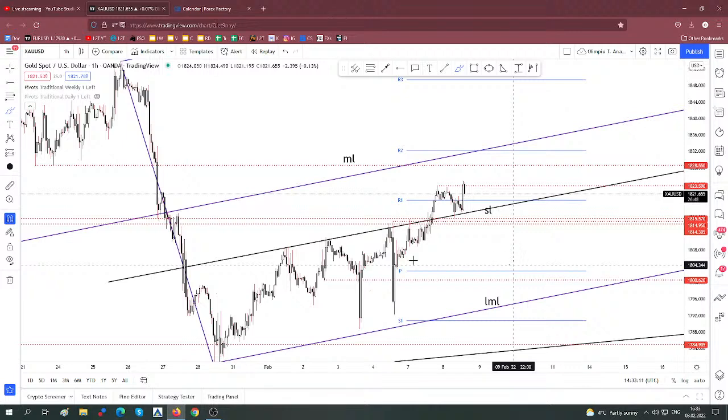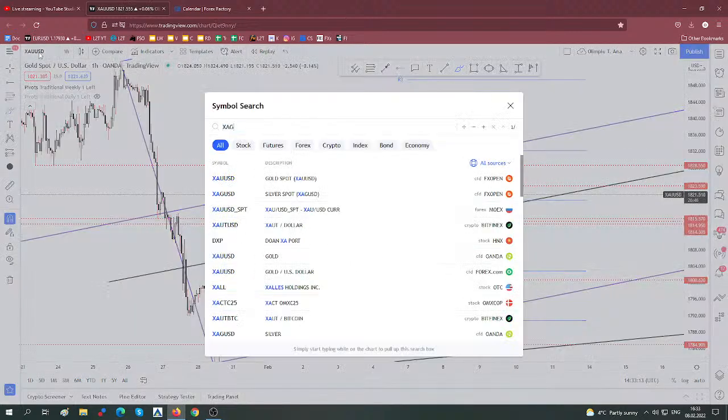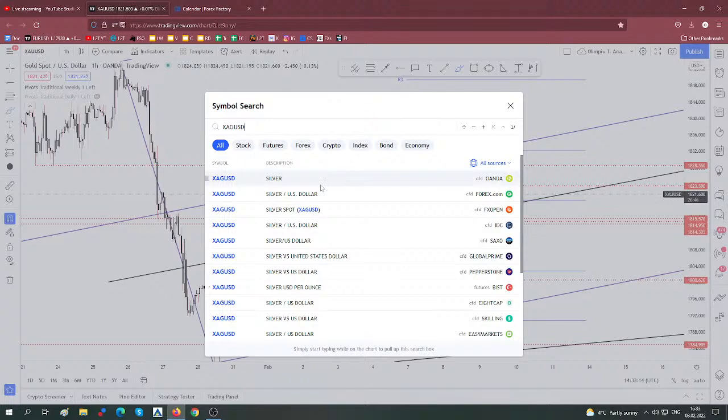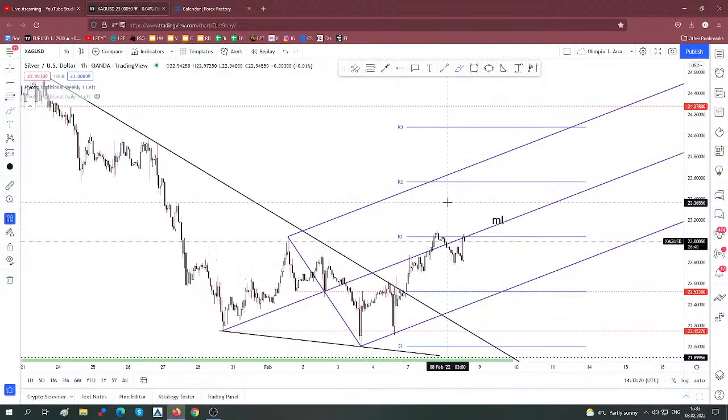So something like this in gold, and I will take a look also at the euro versus the British pound. One moment here because I have to check something. So about silver, guys, I told you yesterday that maybe silver breakdown or something.